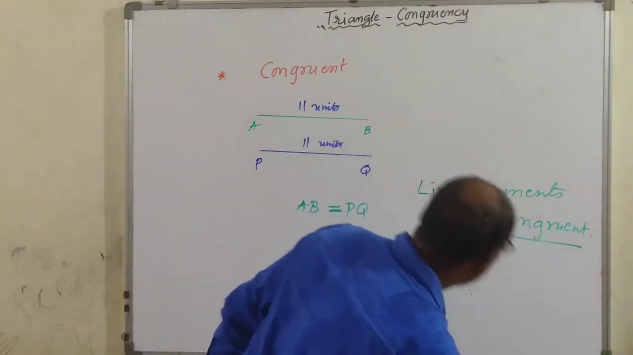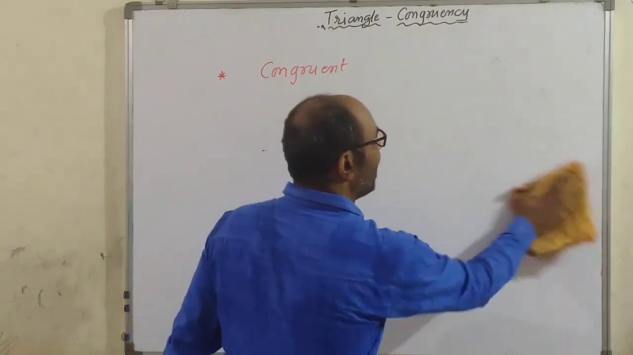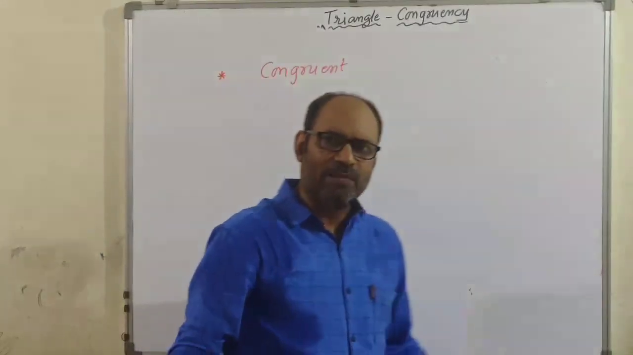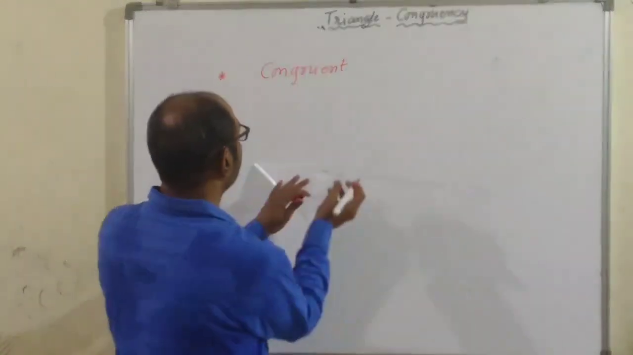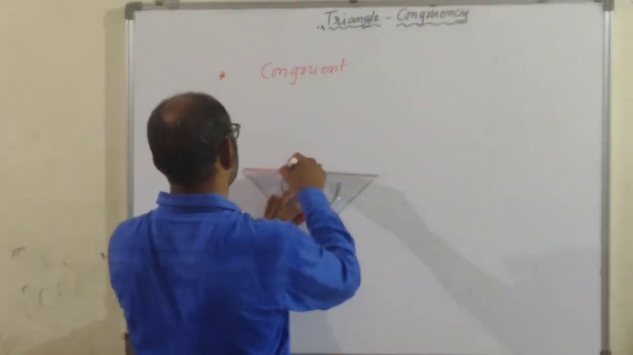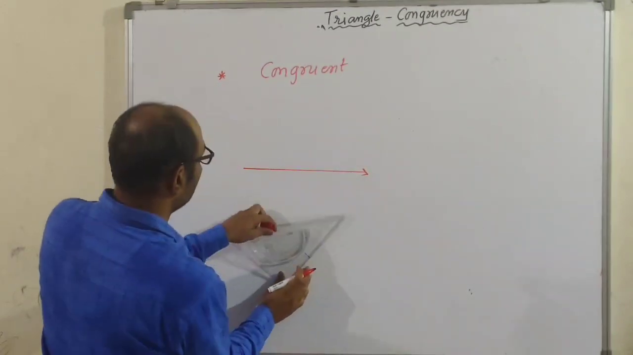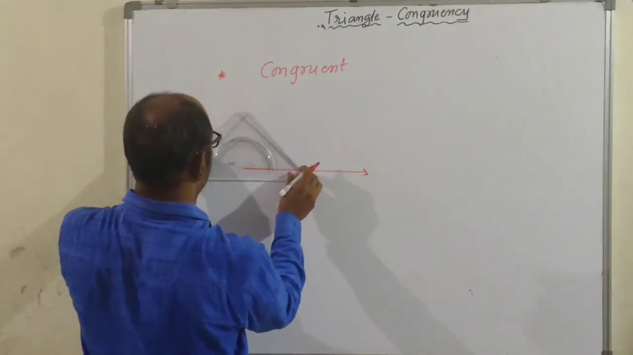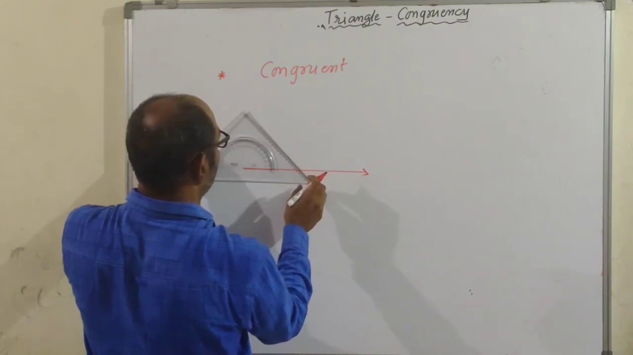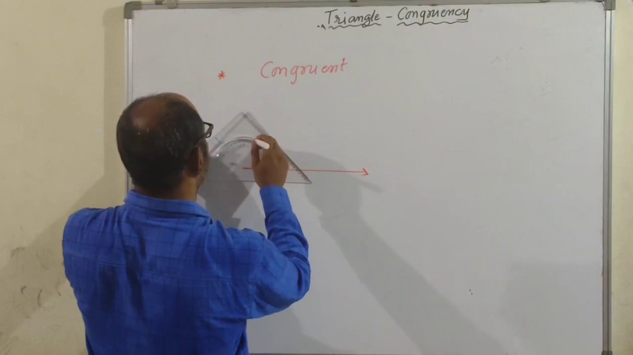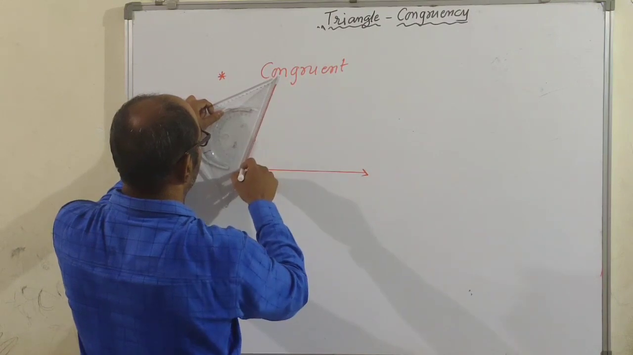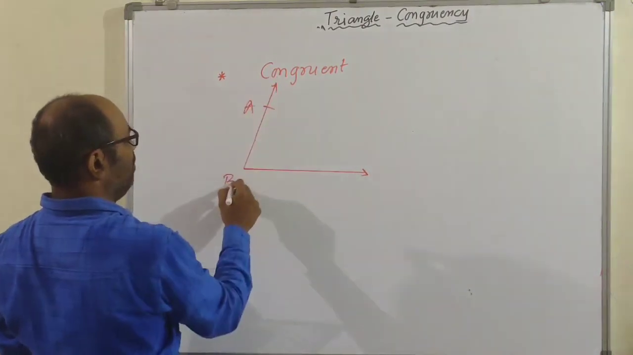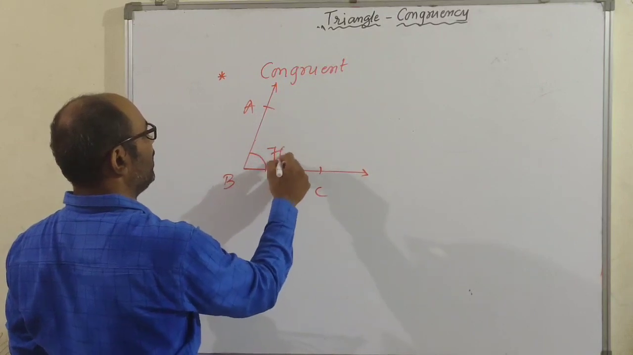Understood the word congruent? When can you say the two line segments are congruent? When both the line segments have equal measure. They have equal length. Let's talk about angle. Let's say this is angle ABC. Its measure is 70 degree.